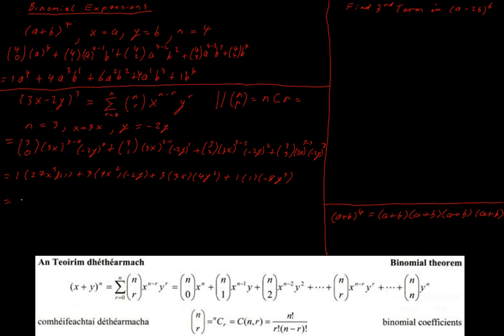Tidying that up, I get 27x cubed minus 3 by 9 by minus 2 going to give me minus 54x squared y, plus 3 by 3 by 4 is going to give me 24xy squared. 1 by 1 by minus 8 is going to give me minus 8y cubed. So I can see how I get my terms out this way.